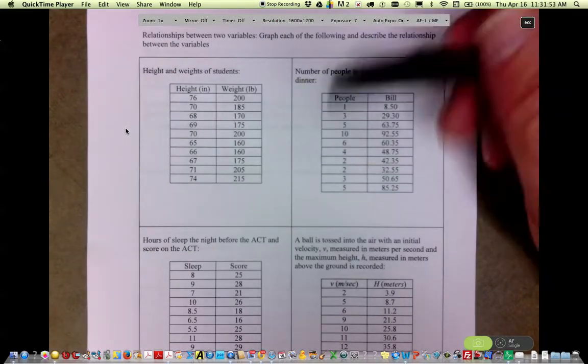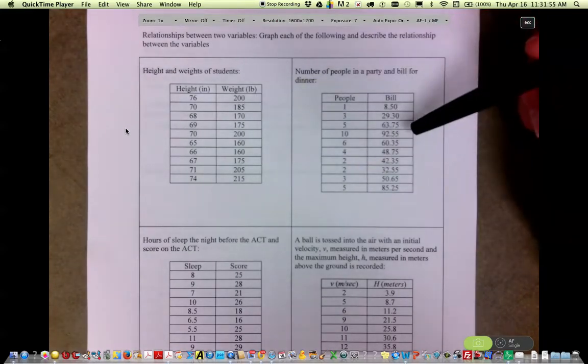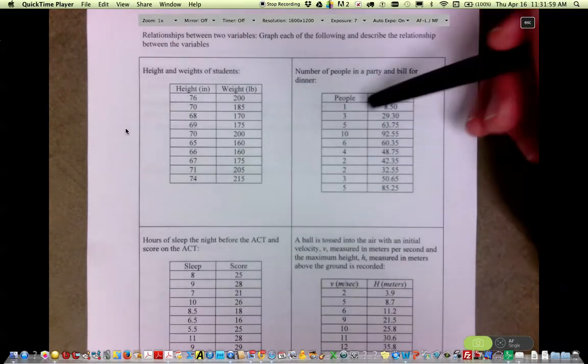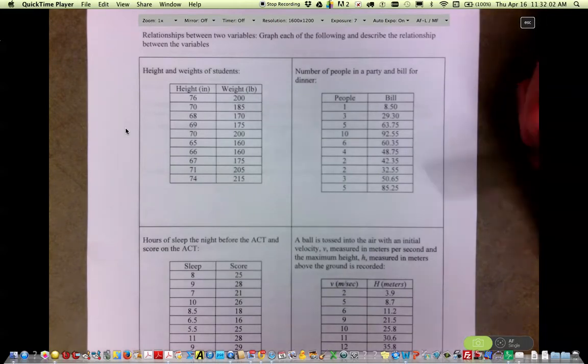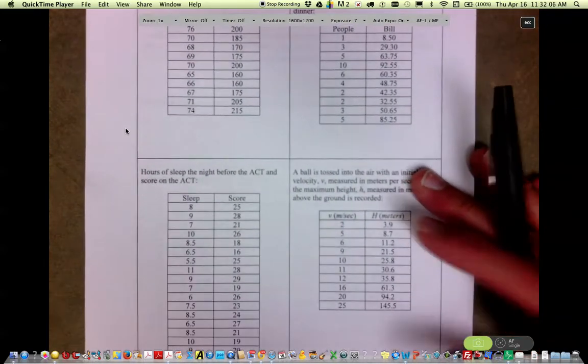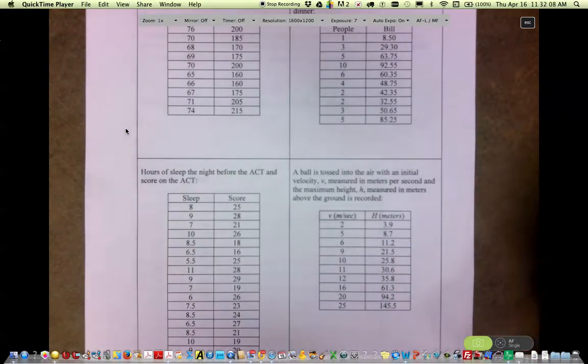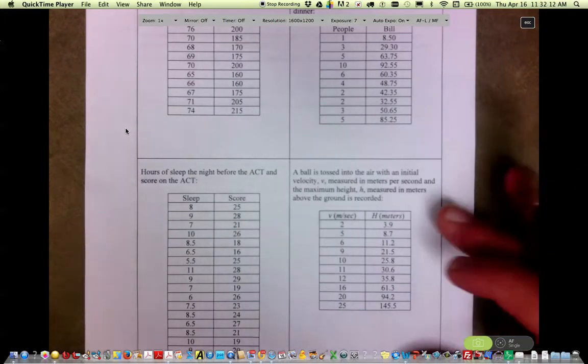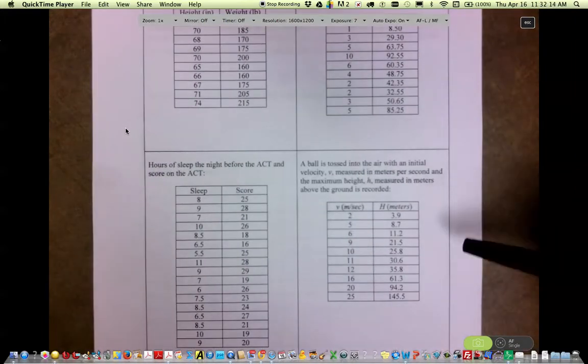And then we got another data set over here that is the number of people that went out to dinner, number of people that were in the party, and then how much their total bill was. And down at the bottom we've got another data set that was taken from a group of students, and the question that was asked was, how many hours of sleep did you get the night before you took the ACT, and then what score did you get?